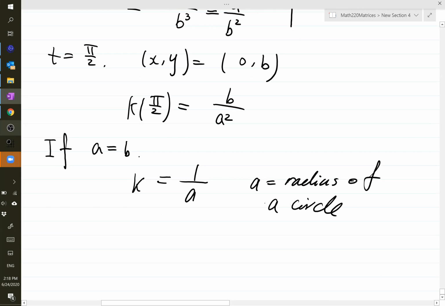So a circle is a special case of an ellipse, so we should get the case of a circle. Otherwise, it should be wrong.